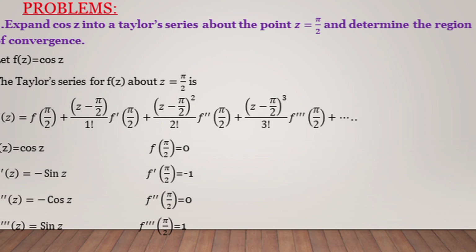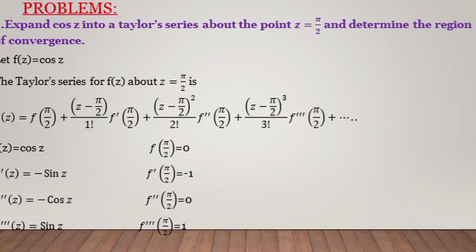So that f of z equal to f of pi by 2 plus z minus pi by 2 divided by 1 factorial into f dash of pi by 2 plus z minus pi by 2 the whole square divided by 2 factorial into f double dash of pi by 2 plus z minus pi by 2 the whole cube divided by 3 factorial into f 4 dash of pi by 2 plus etc. So now what is our f of z? Cos z. When we differentiate f of z, we get f dash of z equal to minus sin z. Differentiating a second time, we get f double dash of z equal to minus cos z. Next time we get f triple dash of z equal to sin z.